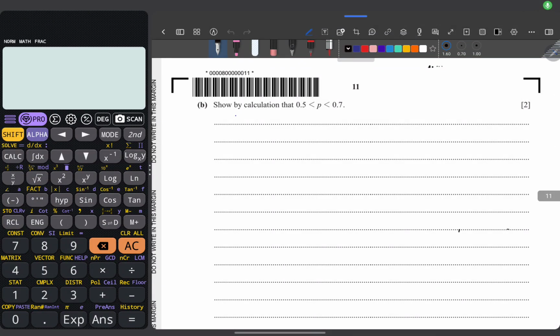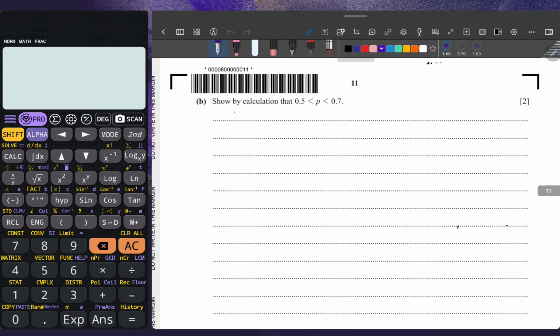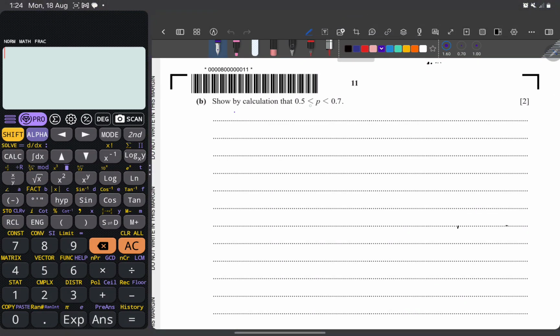7b, let's try to do it as fast as we can. It says, show by calculation that p is between 0.5 and 0.7. All right. So anyway, we know that at p, we should get 0, right? If we throw in p, the point where p is, we should get a 0. If I put 0.5, I should get a negative and then 0.7 a positive, or 0.5 a positive and then 0.7 a negative, because there's going to be a sign change, because this is 0.